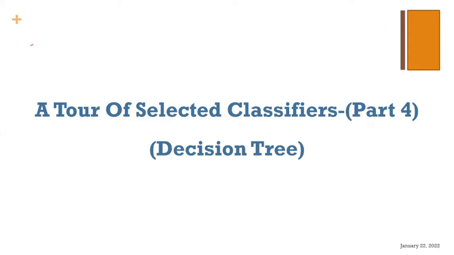So today we are continuing with this series of exposition on classifiers or machine learning algorithms that are often used for either classification or regression, as the case may be. So today we are taking on decision tree, as we can see, decision tree.